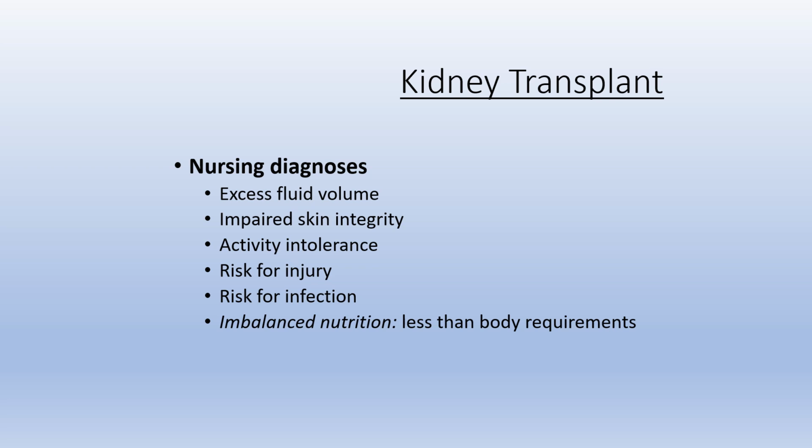use of heparin during dialysis, or gastrointestinal bleeding. Then risk for infection, related to impaired immune system function. And then imbalanced nutrition, less than body requirements, related to restricted diet, anorexia, nausea, vomiting, and stomatitis secondary to the effect of excess urea on the GI system.